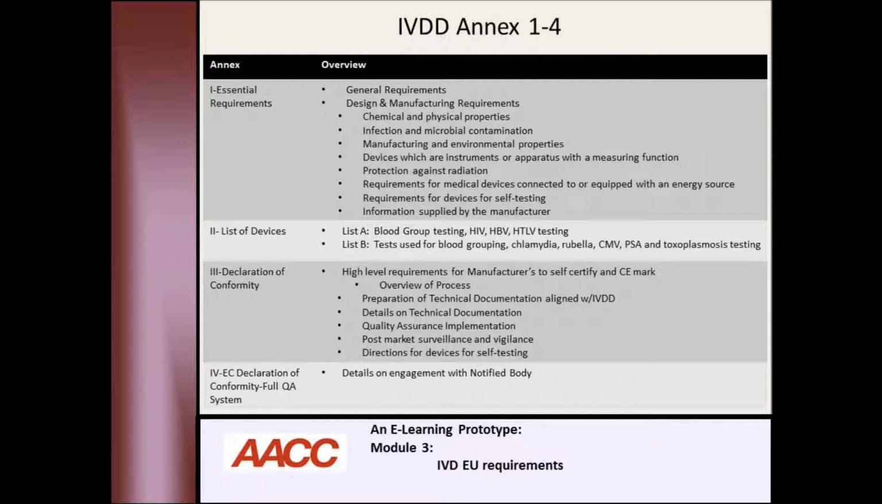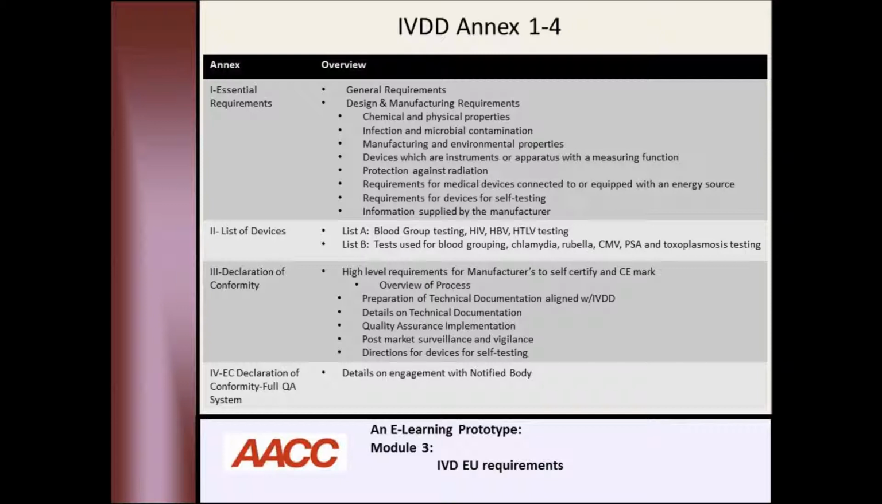Annex 2 provides guidance on how to classify your device. Right now, there are two lists, A and B. Many of the IVDs fall outside of these lists, and therefore self-certification becomes an option. This is one of the annexes that will undergo significant change once the IVDD is revised.